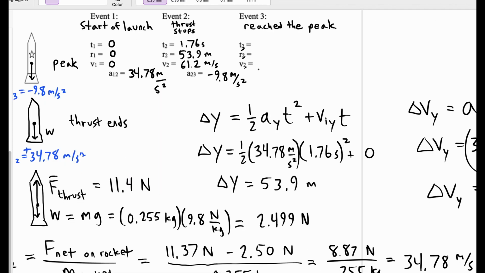All right, then. So yeah, what would be the time that it takes to reach the peak? Now, I'm going to assume free fall from this point on. And we could do just, here's a little graph of it.